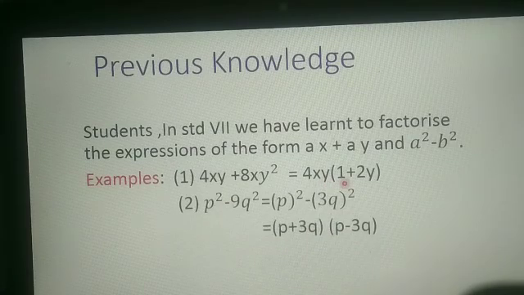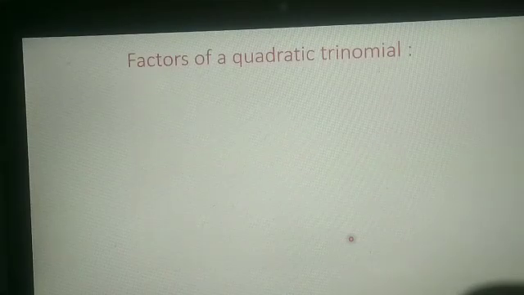Now see the second example here. p square minus 9q square is equal to, keep these terms in brackets, p square minus 3q whole square. Here we have to use one identity, a square minus b square. What is the expansion of that identity? a plus b and a minus b. So p square minus 3q square is equal to p plus 3q and p minus 3q. Let us see some examples from your textbook, page number 29.